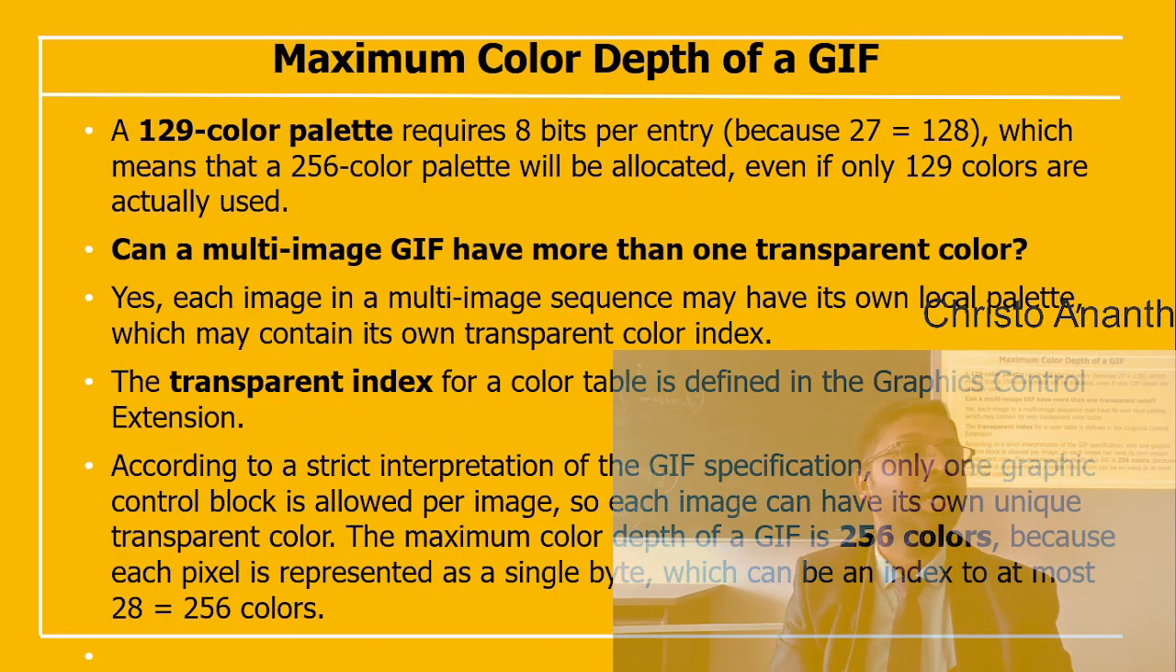So this 129 color palette will require 8 bits per entry, because 2 power 7 is equal to 128, which means that a 256 color palette will be allocated even if only 129 colors are used. That is by default. And of course, can a multi-image GIF have more than one transparent color? Of course, yes. Because every image in the multi-image sequence has its own local color palette, which means that it has its own transparent color index.